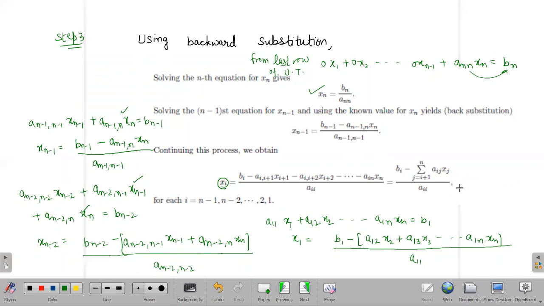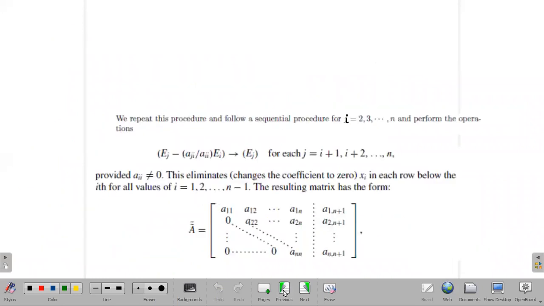Ma'am, this is similar to row reduced echelon form. Yes, row reduced form. But in the row reduced form, you have to make the diagonal element one. In this case, it is not the case that the diagonal element has to be one. It should be non-zero. Ma'am, can you please give examples for this?